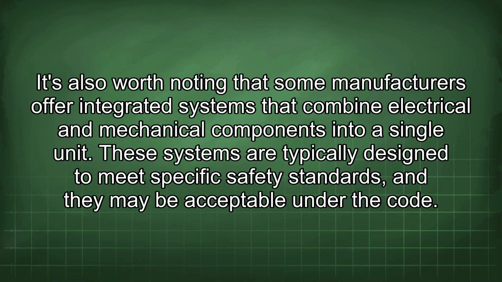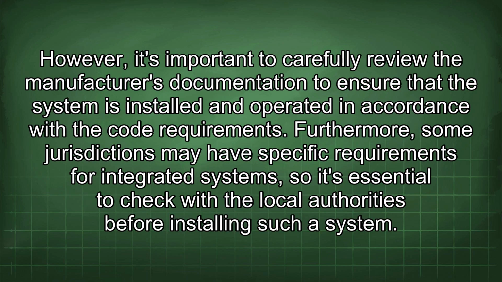It's also worth noting that some manufacturers offer integrated systems that combine electrical and mechanical components into a single unit. These systems are typically designed to meet specific safety standards, and they may be acceptable under the code. However, it's important to carefully review the manufacturer's documentation to ensure that the system is installed and operated in accordance with the code requirements. Furthermore, some jurisdictions may have specific requirements for integrated systems, so it's essential to check with the local authorities before installing such a system.